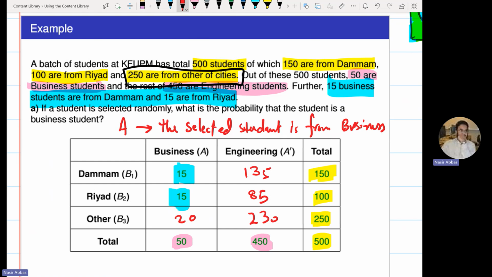Similarly, we define other events. We define a student from the MUM. If the selected student is from the MUM, we call this event B1, then B2, and then B3. Why did I not write here B1 complement?